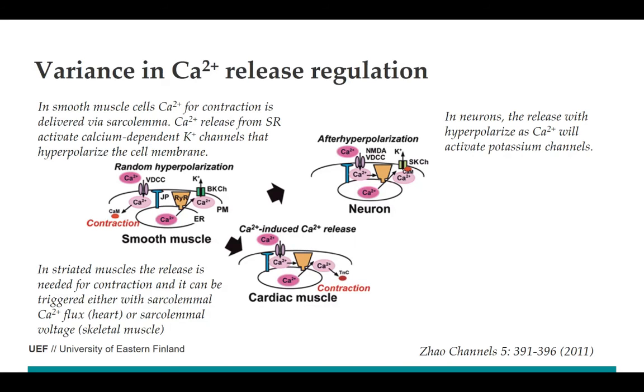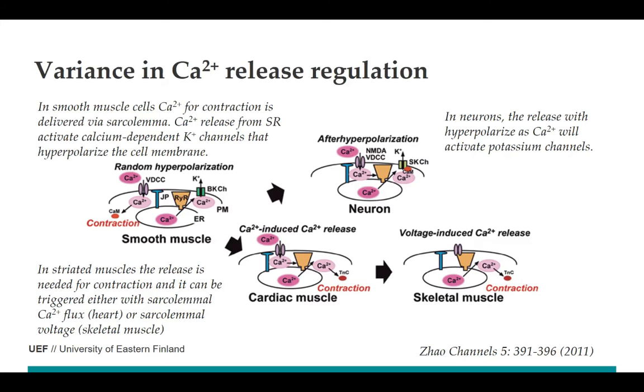But in these striated muscles, we either have, like in the cardiac cells, calcium entry through the cell membrane, and this will cause calcium-induced calcium release from the endoplasmic reticulum, from the sarcoplasmic reticulum, and then you have the contraction. Or you might have a direct link between these 2 channels, and then you are having calcium only from the intracellular storages.